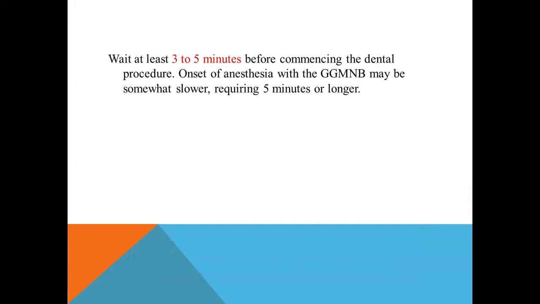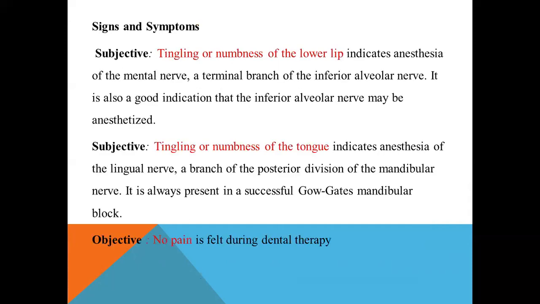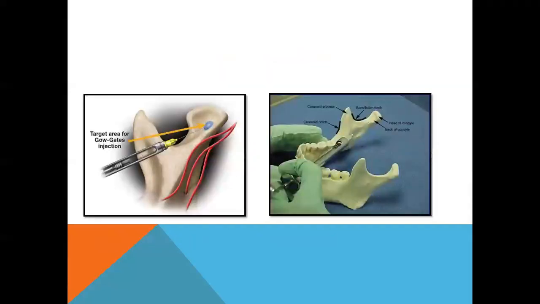Before the commencement of any procedure, wait for 5 minutes and allow the nerve block to completely anesthetize the region. Signs: subjective, tingling or numbness of the lip and numbness of the tongue; and objective, the patient will not have any pain. So this is the technique of target area of the Gow-Gates technique.